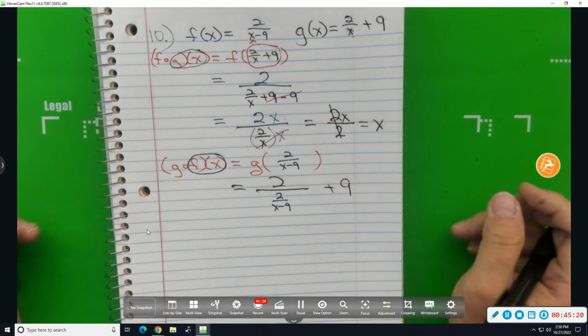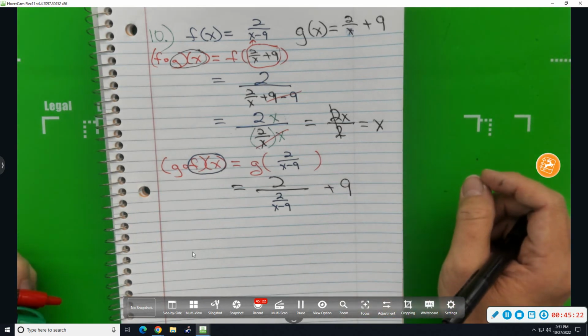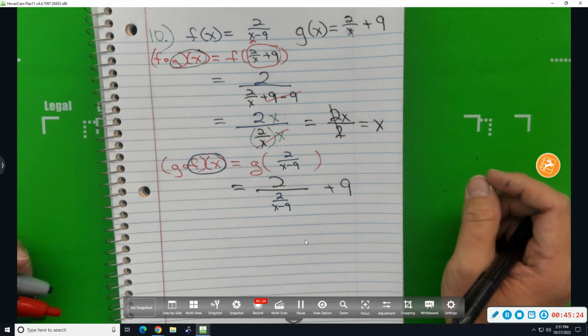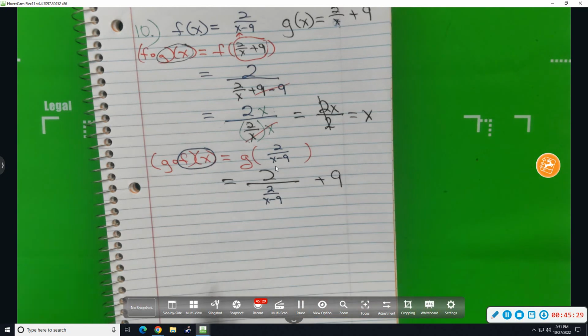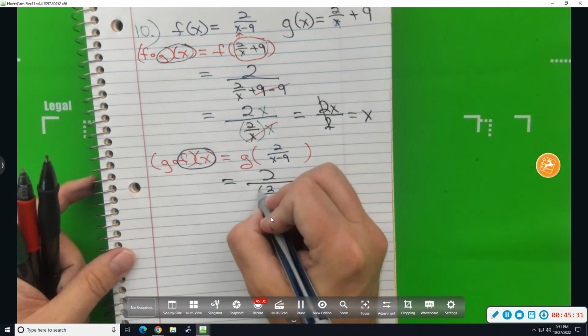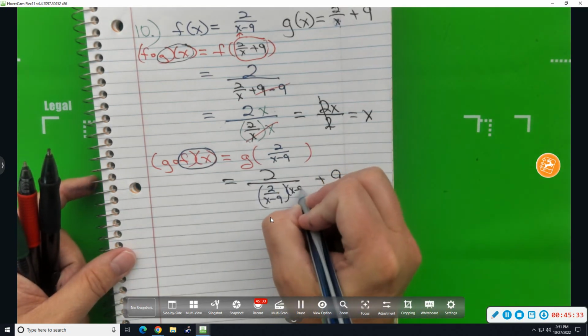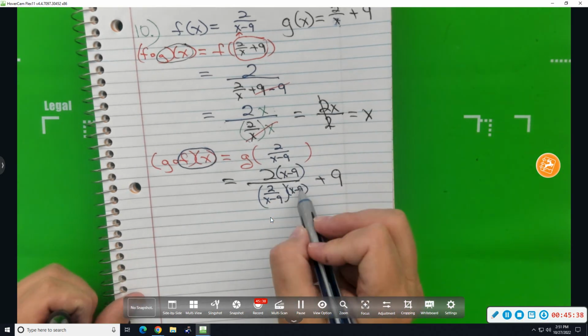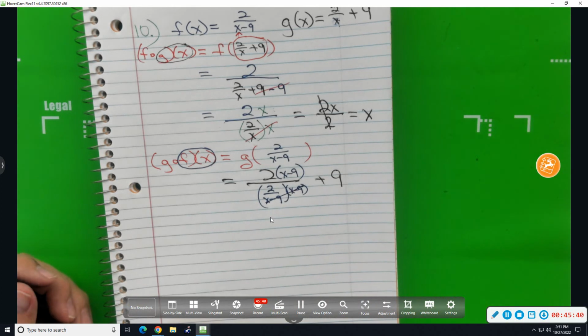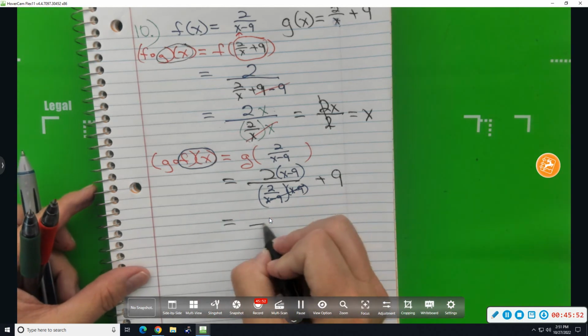This one isn't as easy to reduce. What's my minor denominator? x minus 9. We're going to have to multiply above and below by x minus 9. We'll multiply here by x minus 9, up here by x minus 9. The x minus 9's cancel. Remember, if it's going to reduce to x, everything needs to cancel out except for that x. So I'm going to clean this up a little bit.